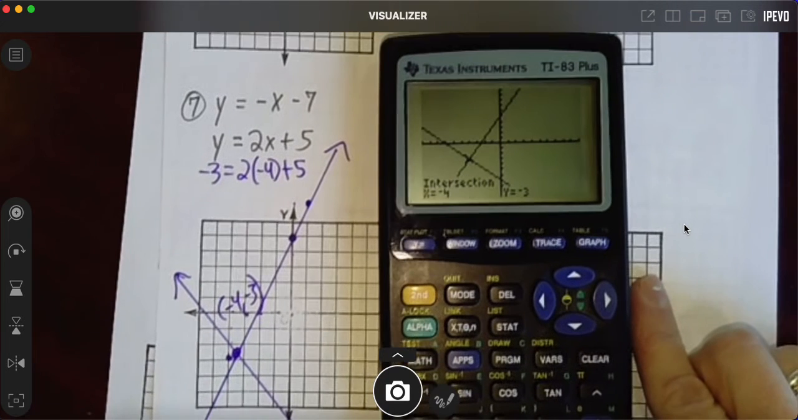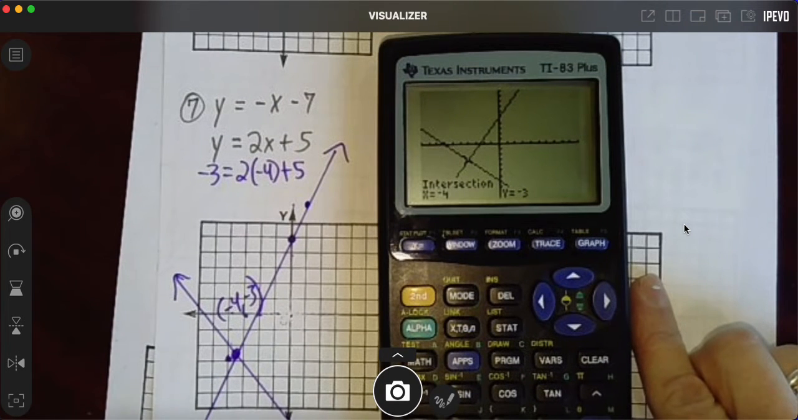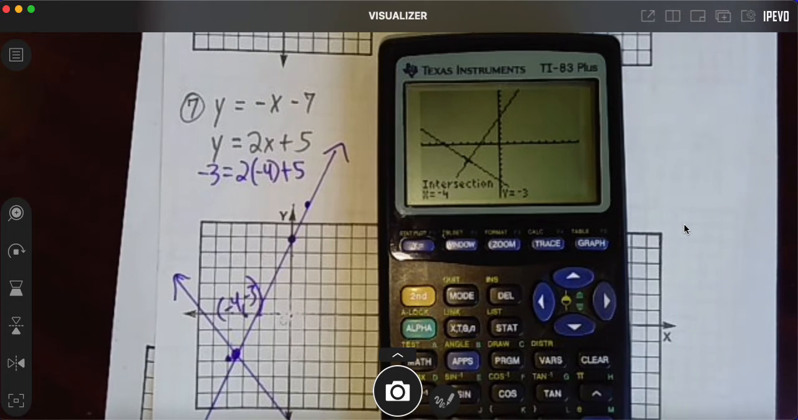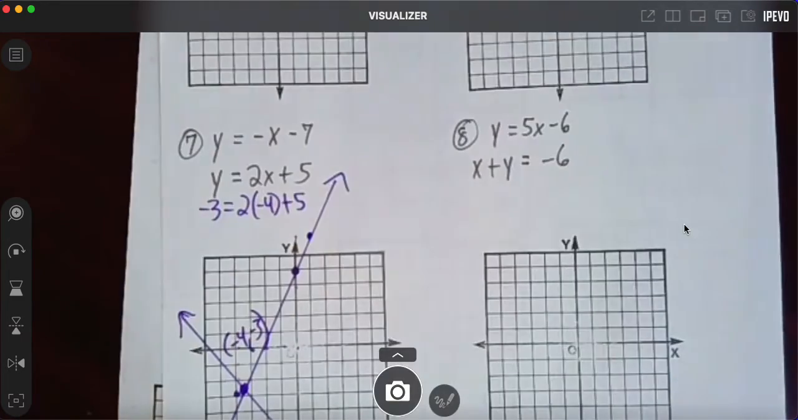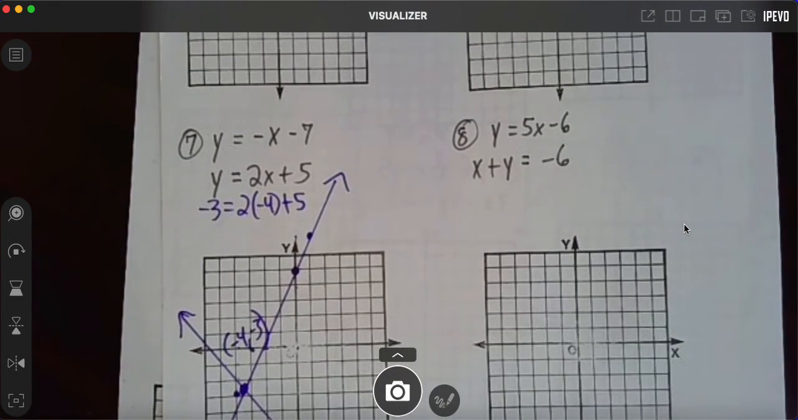So does everybody understand this? Does everybody like this? Yeah, it's easy. Calculators are great to help you. To me, it's easier to graph on the paper. Yeah, but this is easier to calculate where they intersect. All right? Everybody's good with that? You can come see me if you need calculator help.